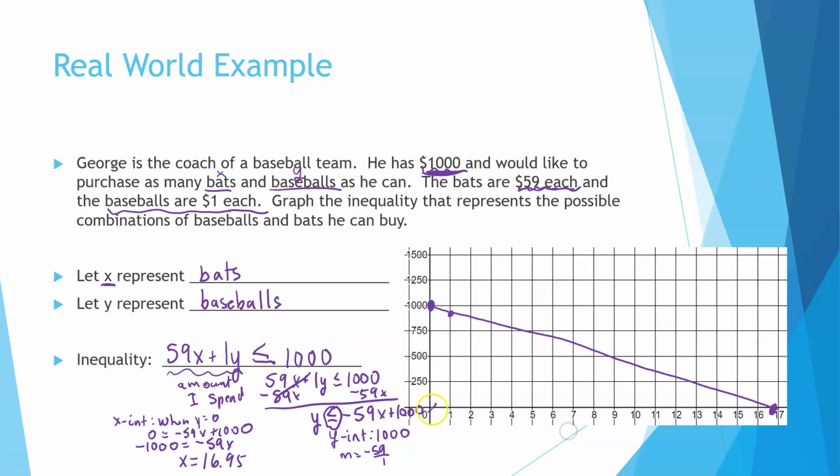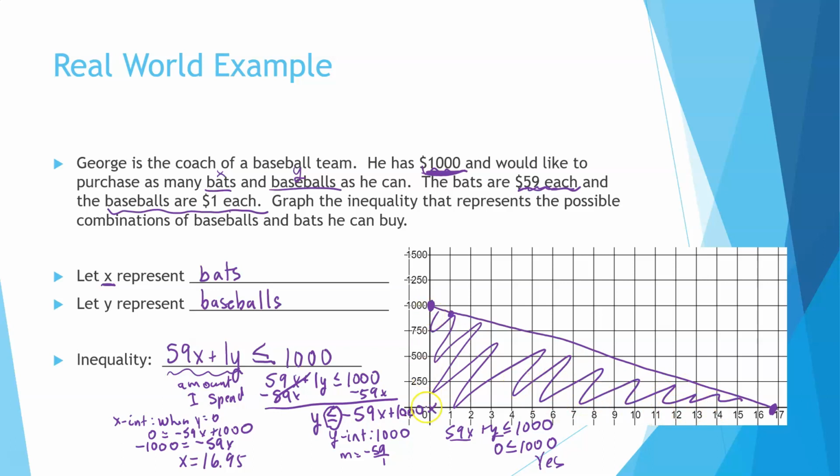And last but not least, I am able to test 0, 0. So if I plug 0, 0 into the original, it would be a little bit easier. Remember, we had 59x plus y is less than or equal to 1,000. If I plug in 0 for both of these, I just say, is 0 less than or equal to 1,000? I get yes. So this is, in fact, the part I would shade. Now notice, I stayed inside the first quadrant, so I didn't go past the y-axis or the x-axis because I need a positive number of baseballs and bats.